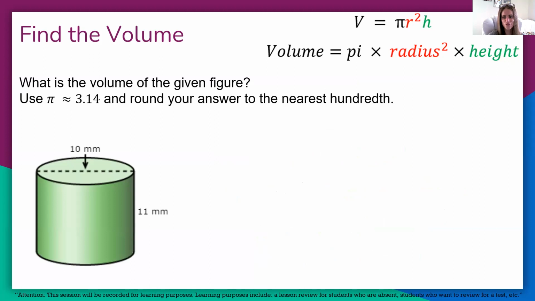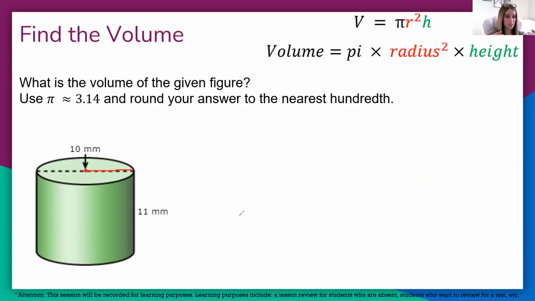Okay, now let's do a few more problems. Let's see what is a little different about this one. We still want to find the volume, but do you notice anything different about our diagram here? Hopefully you noticed that they did not give us radius. Remember, with a circle, radius is only half the distance. What they gave us was diameter. They gave us the full distance.